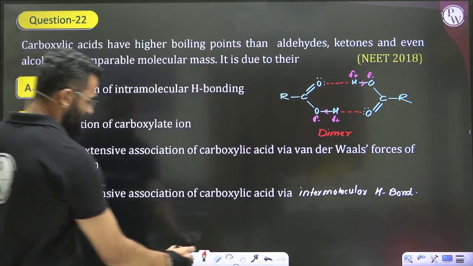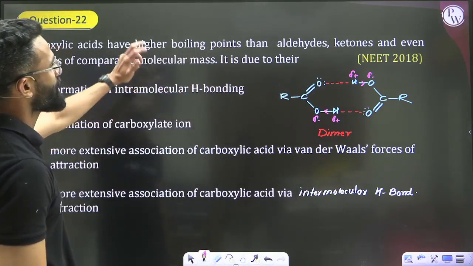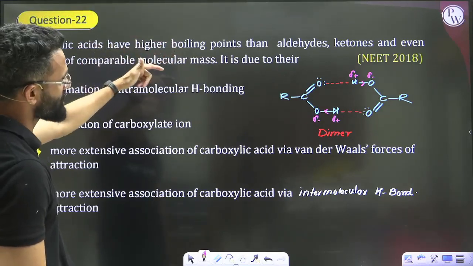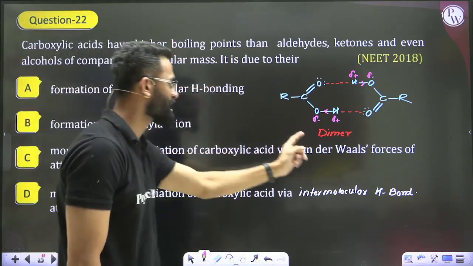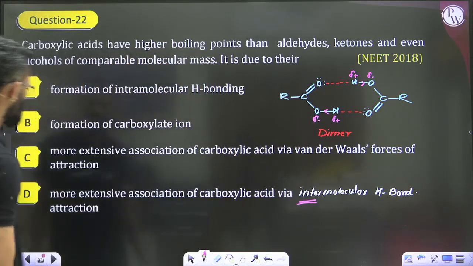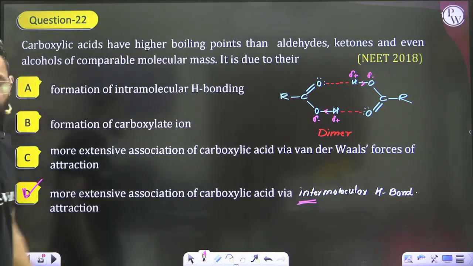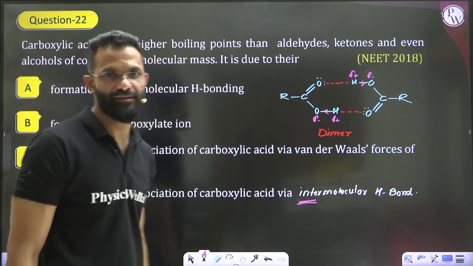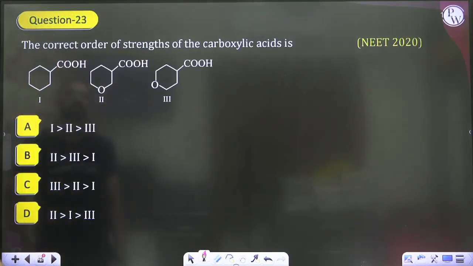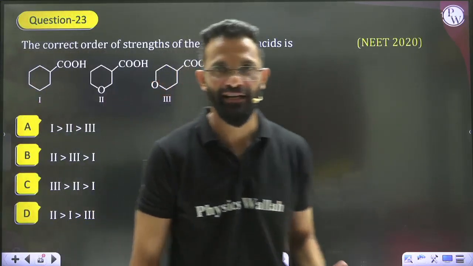So the question now is, carboxylic acids have higher boiling points than aldehydes, ketones, and also in comparison to alcohols having comparable molar mass, is due to the ability of carboxylic acid to form intermolecular hydrogen bonds. Yes, option D is the most appropriate choice here for question number 22. Next one, number 23 here. The correct order of strength of carboxylic acid is, well guys, this question is more of general organic chemistry.